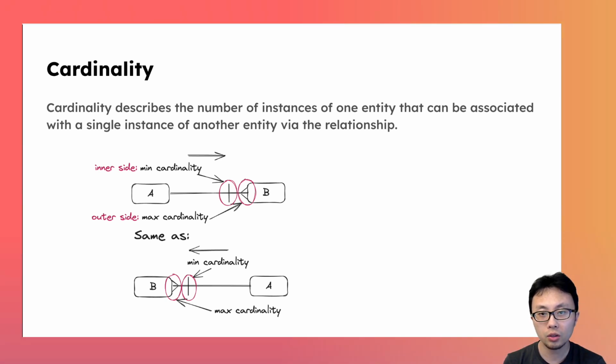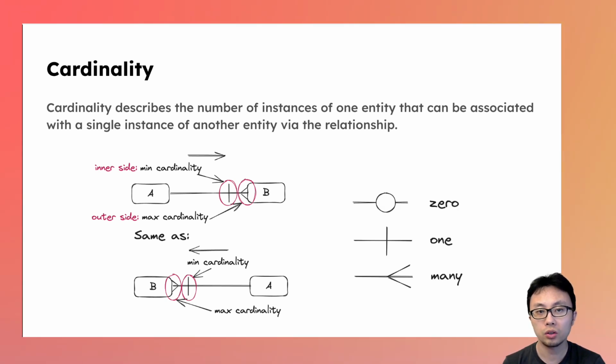Beyond that, you saw some symbols on the screen that require explanation. The individual symbols, like a bar or a crowfoot, all represent quantities. So quantity 0 is represented by a circle, 1 is represented by a bar, and many is represented by the symbol that looks like a crowfoot. In the example on the left side, the min cardinality of the relationship from A to B is 1, and the max cardinality is many.